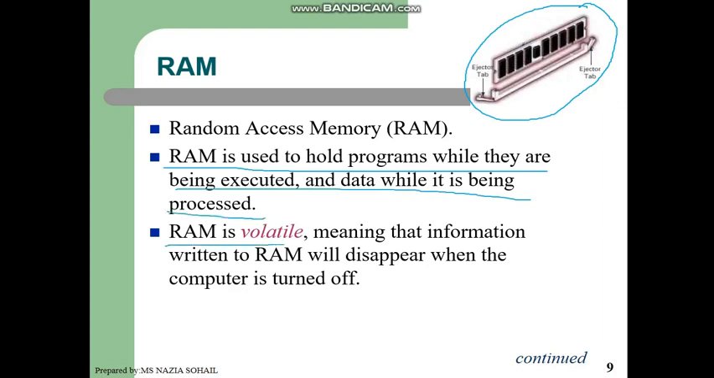Volatile means when you switch off your computer, all data will vanish, all data will be removed. That is the meaning of volatile, meaning that information stored in the RAM will disappear. The same thing happens when the computer is turned off.